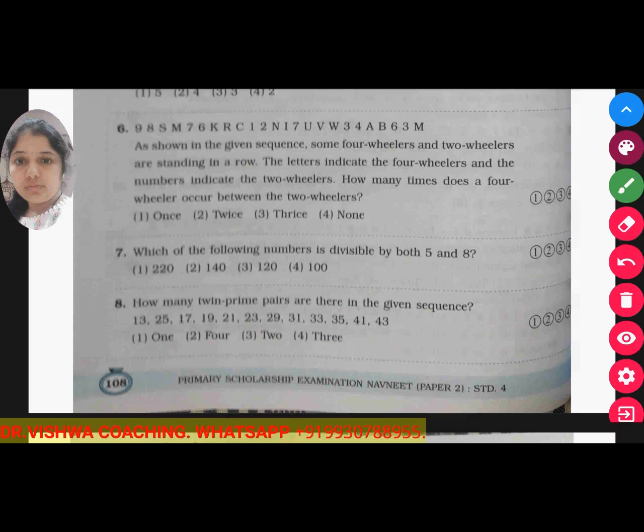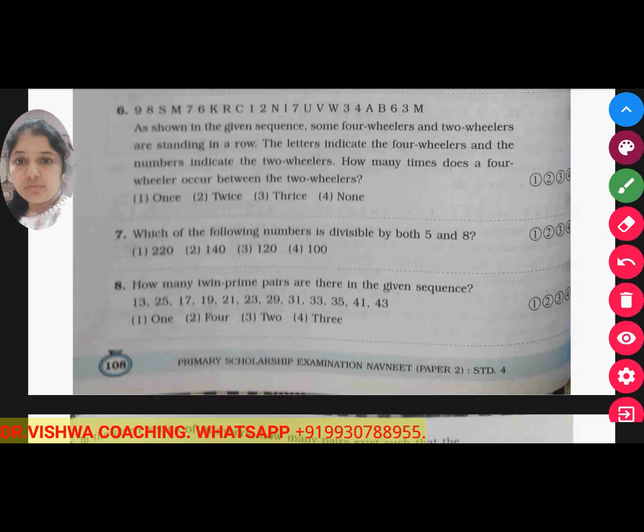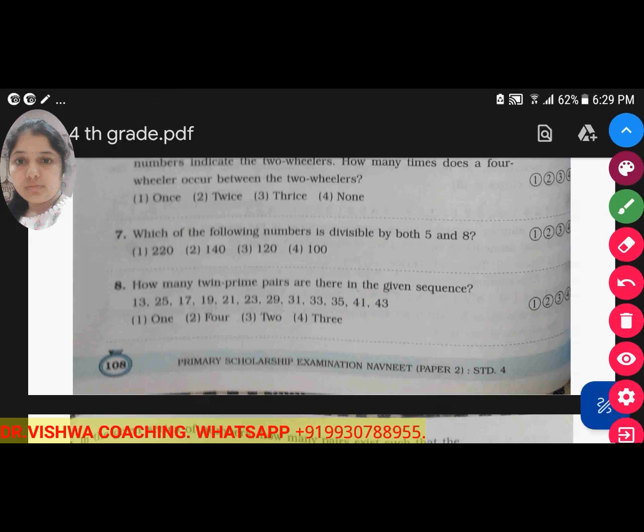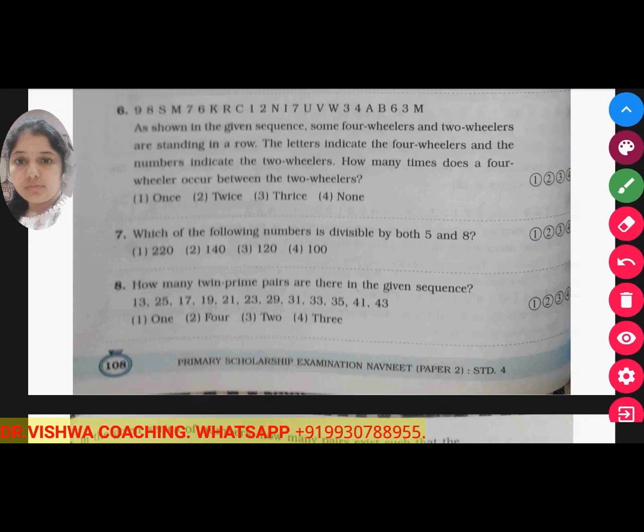Which of the following numbers is divisible by 5 and 8 both? So for the 8's divisibility test, this should be divisible by 4, but an even number, I think. Now see, 220, 140, 120 and 100, everything is divisible by 5. But for the 8 divisibility test, you can check. 8 to the 16, 4 will be the remainder. So 220 is divisible by 8.